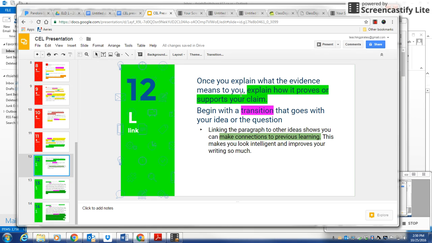Once you explain what the evidence means to you, explain how it proves or supports your claim. Begin with a transition that goes with your idea or the question. Linking the paragraph to your other ideas shows you can make connections to previous learning. This makes you look intelligent and improves your writing very, very much. Let me show you my example.